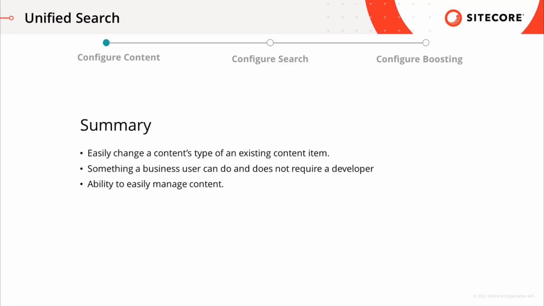So what we've seen is how easy it is to change an existing piece of content's type or change its data template, and how it does not require a developer, it can be done by a business user, and then how easy it is to then go and actually change the piece of content as well in order to fill in those additional attributes that we've just created.